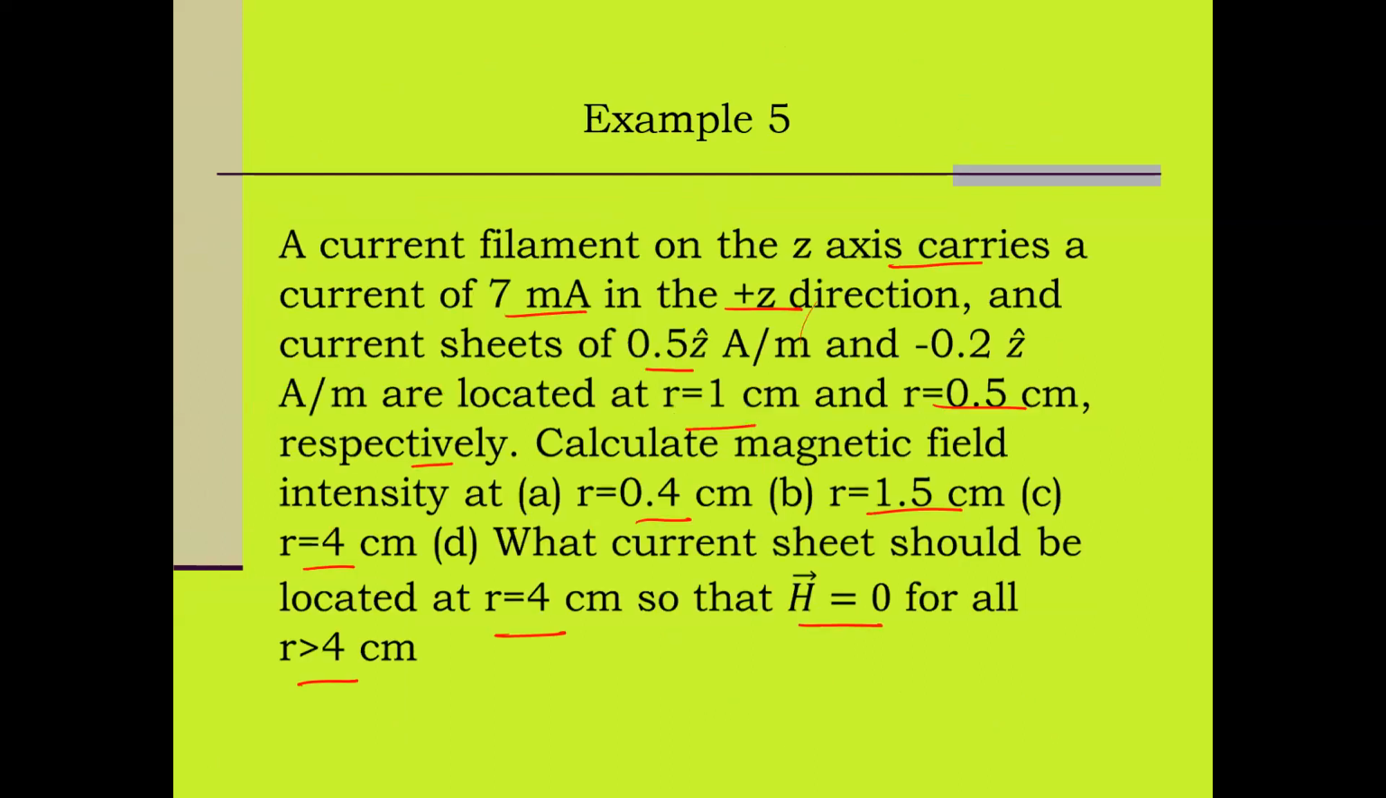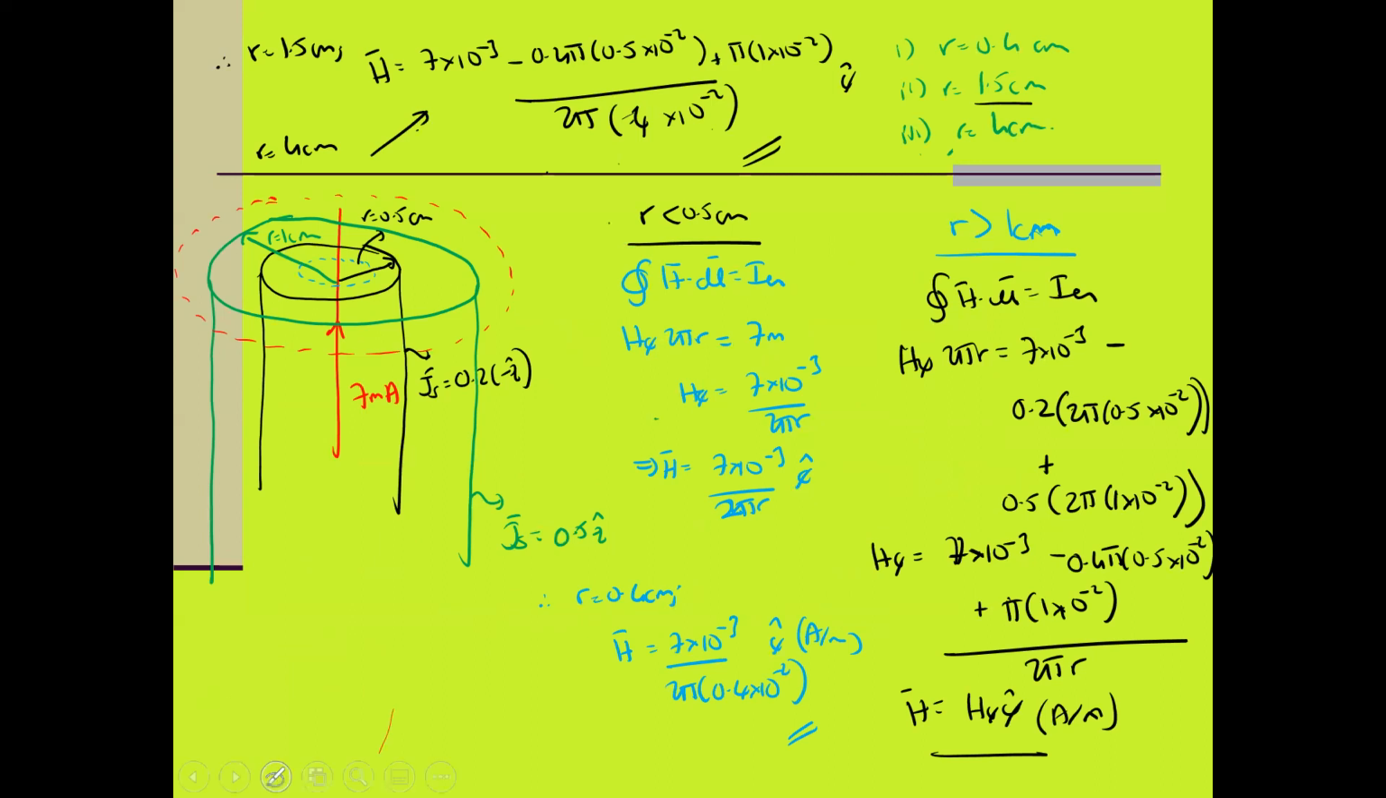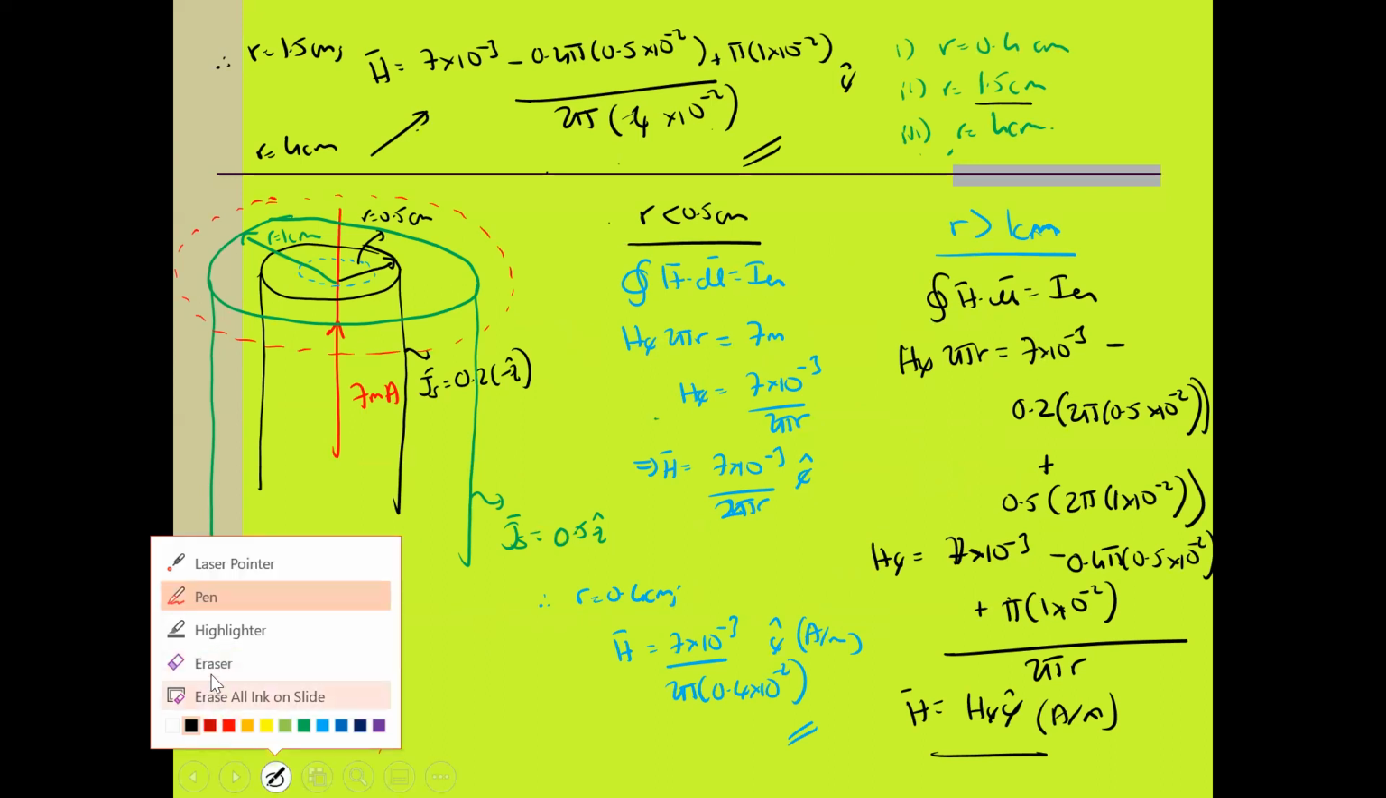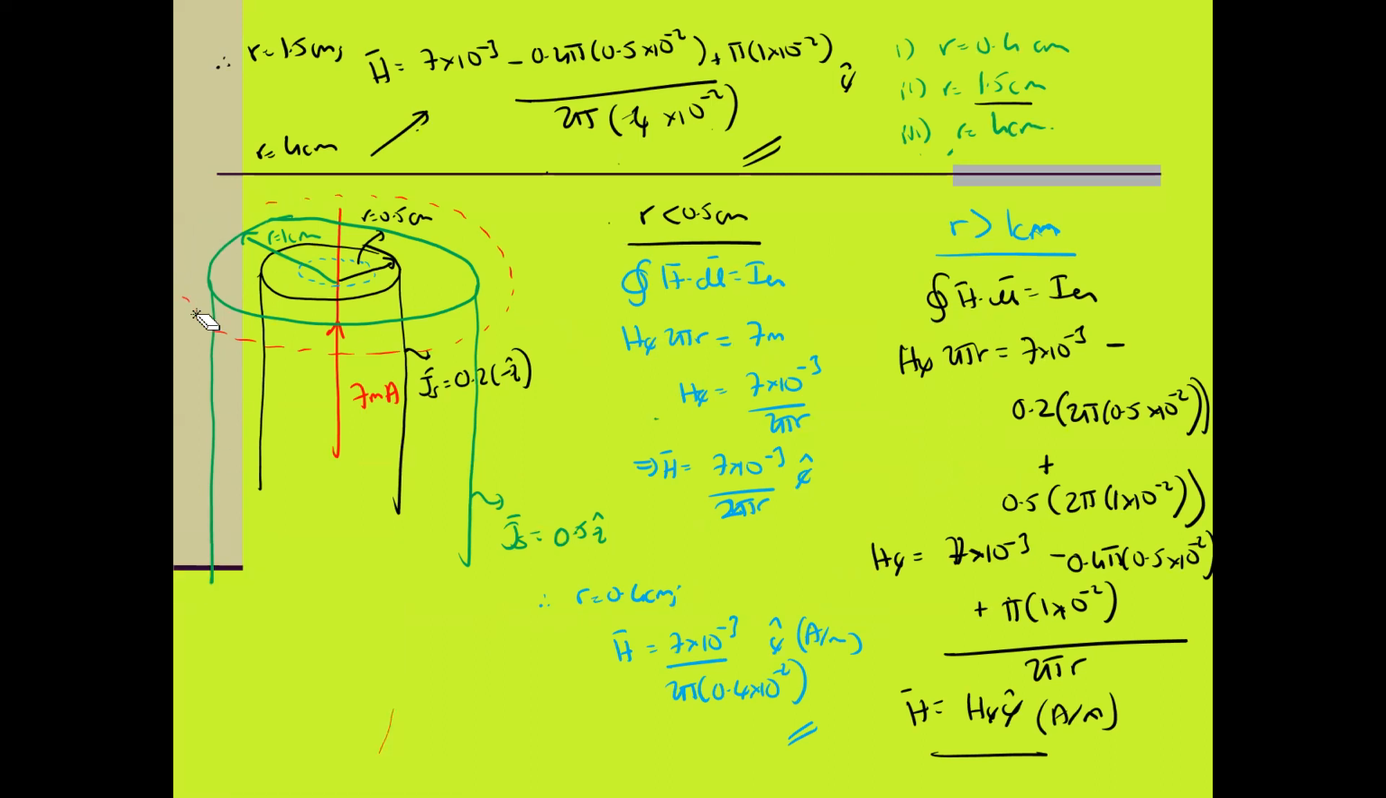Okay, right. Part D asks what current sheet should be located at R equals 4 cm so that H will be 0 for all R bigger than 4 centimeter. So for this particular case, the question asks us... I need to erase this one first, sorry.